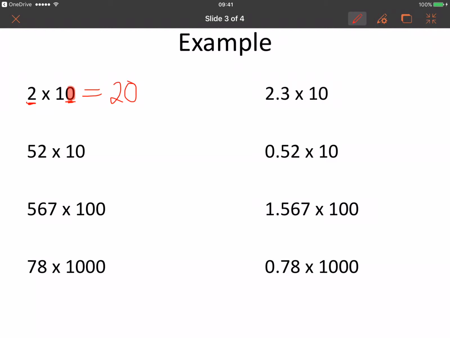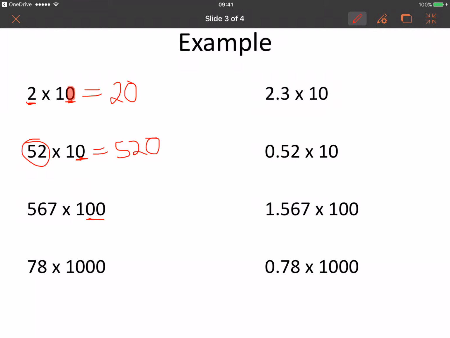This will work for every example. However many zeros you've got, you will write down the original number, so 52, and then however many zeros you've got, you just add them on to the end. So you make your number 10 times as big as the original.